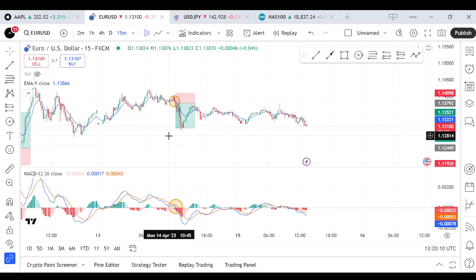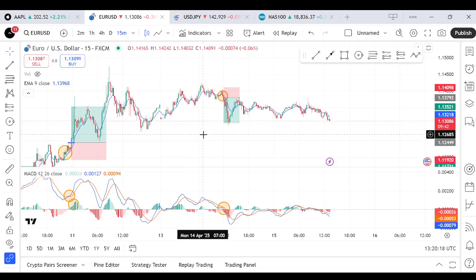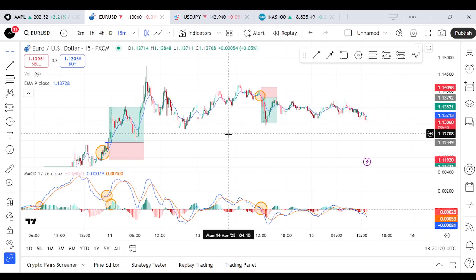I would advise you pay attention to divergences between price and MACD. This is also very important, as it can help you know whether we are actually bullish or whether the market is about to have a reversal on the way.